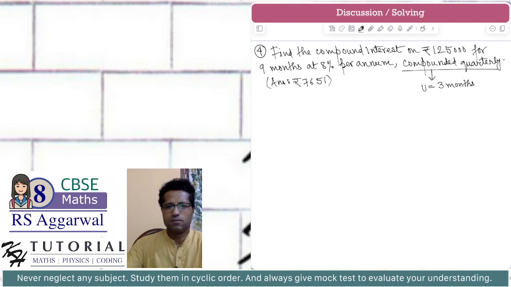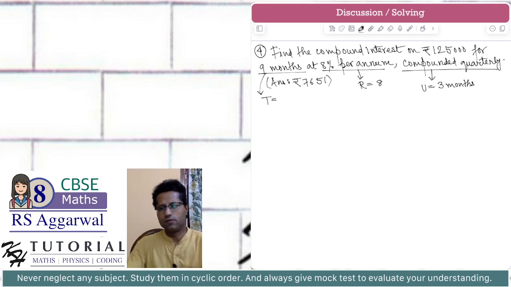U is equal to 3 months, 8% per annum. So R is equal to 8, and we have to find the compound interest for 9 months. That is, T is equal to, we have to convert the 9 months into years. That will be equal to 9 by 12. This is equal to 3 by 4 years.